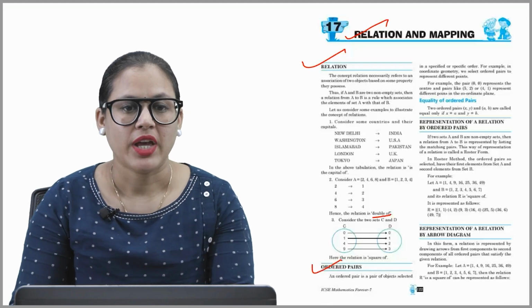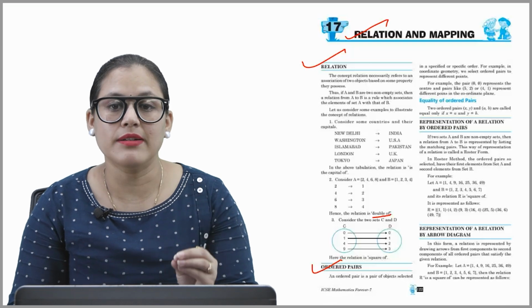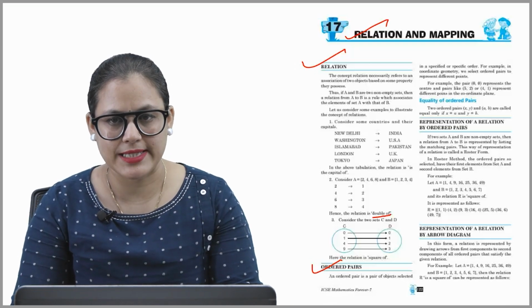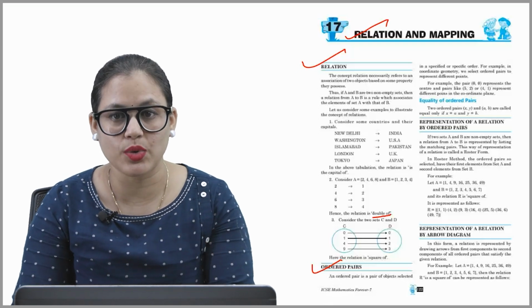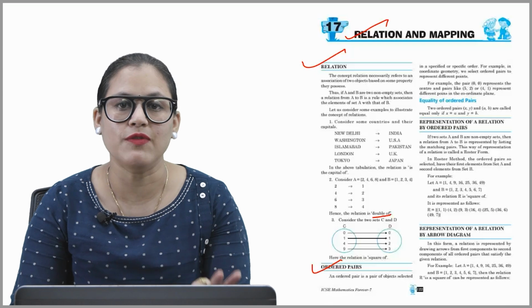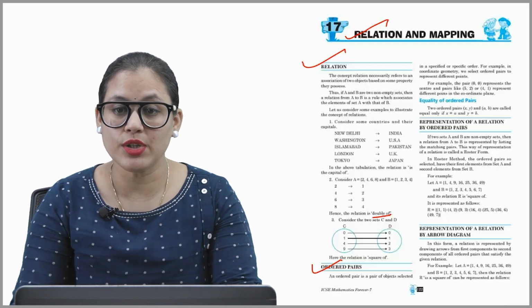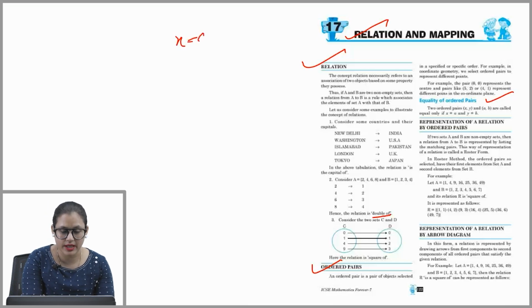Ordered pairs. An ordered pair is a pair of objects selected in a specified order. For example, in coordinate geometry, we select ordered pairs to represent different points. For example, the pair (0, 0) represents the center and pairs like (5, 2) or (4, 1) represent different points in the coordinate plane. Equality of ordered pairs. Two ordered pairs (x, y) and (a, b) are called equal only if x equals a and y equals b.